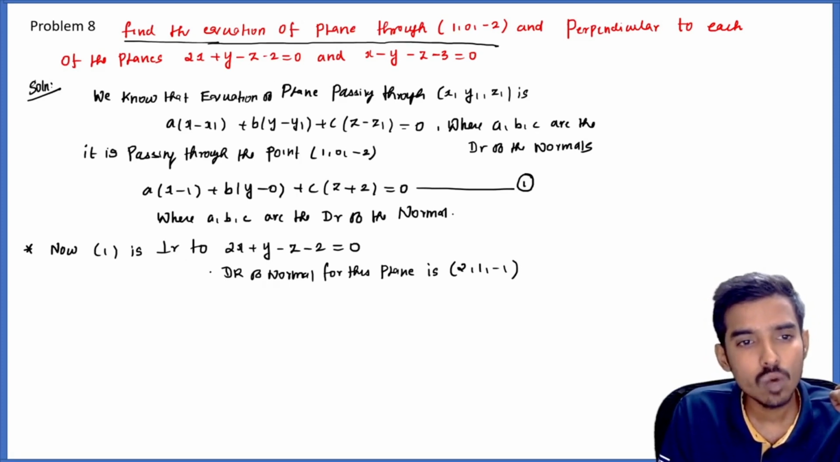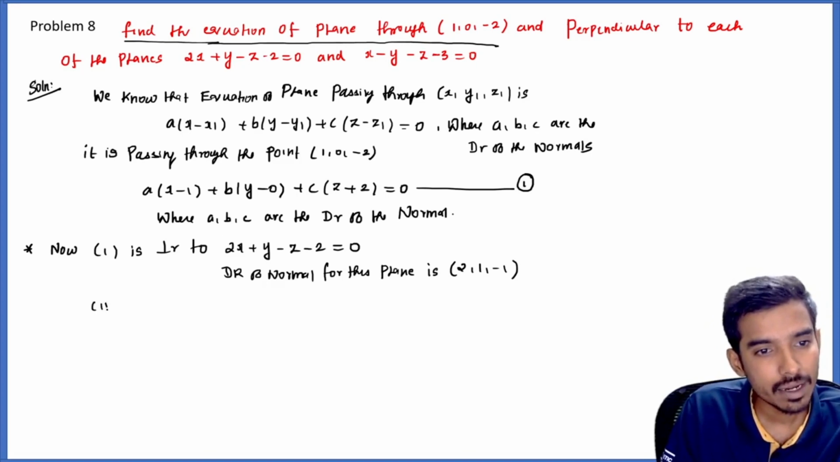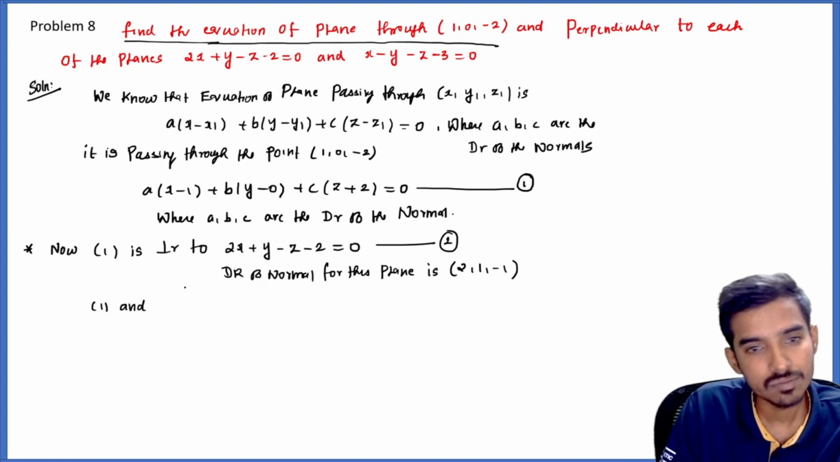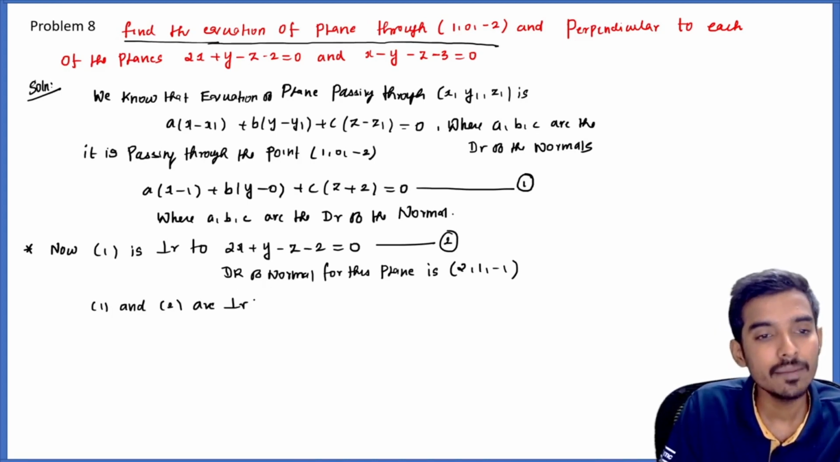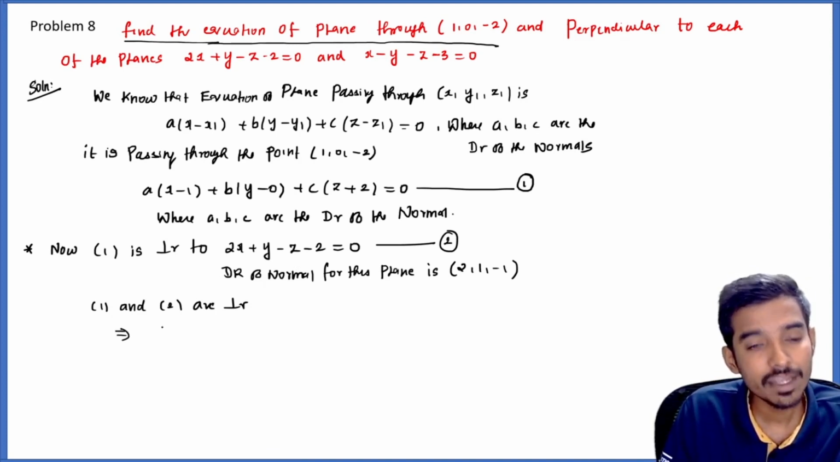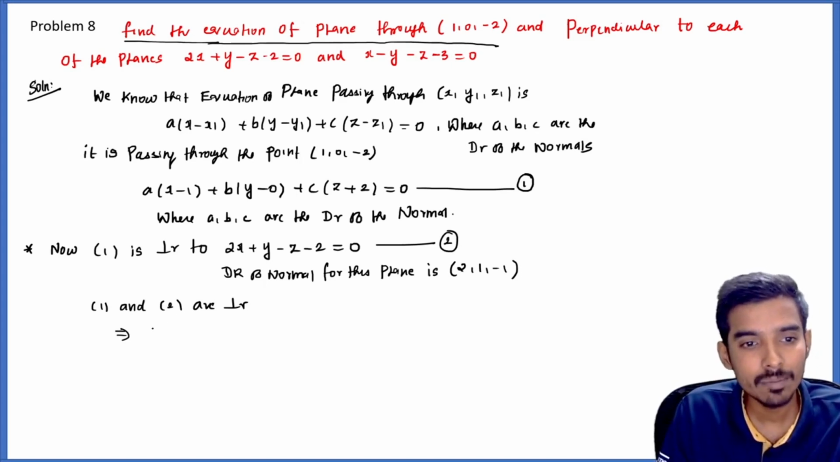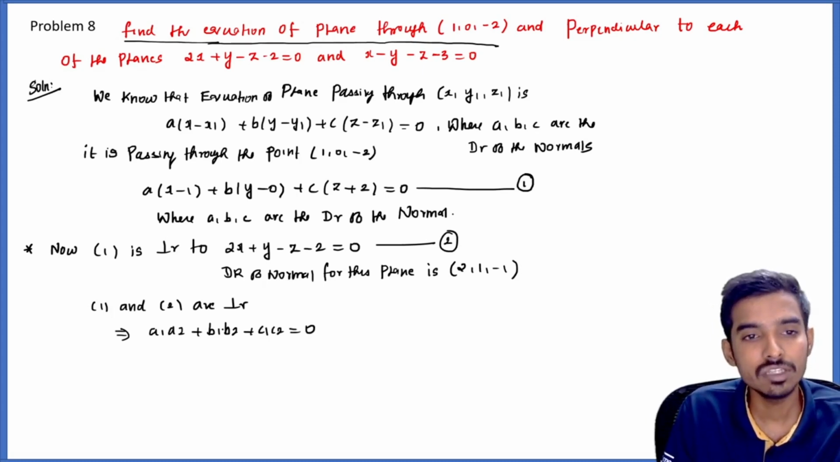And we know these two are perpendicular, right? So 1 and 2 are perpendicular. That means two planes are perpendicular, right? That means what? That their normals are perpendicular, right? That means a1a2 + b1b2 + c1c2 = 0.